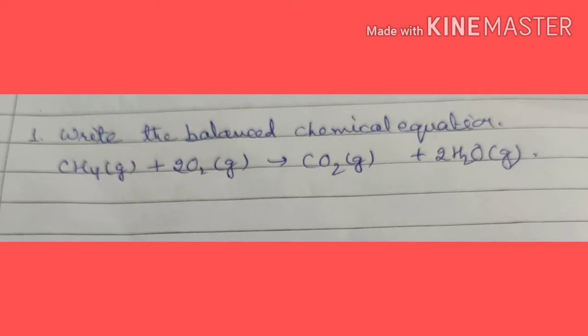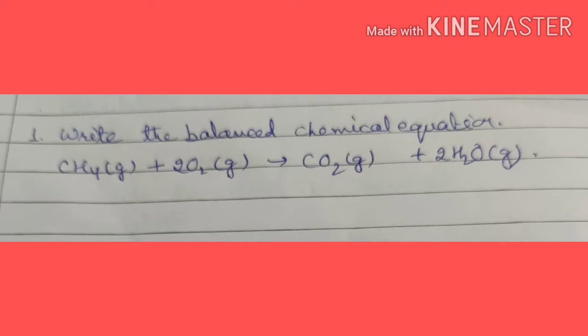And in this chemical equation, the formula for methane is CH4. For oxygen gas, you know O2. And then when methane burns in air, it forms carbon dioxide and water. So it forms 1 mole of carbon dioxide and 2 moles of water. This is the mole relationship.